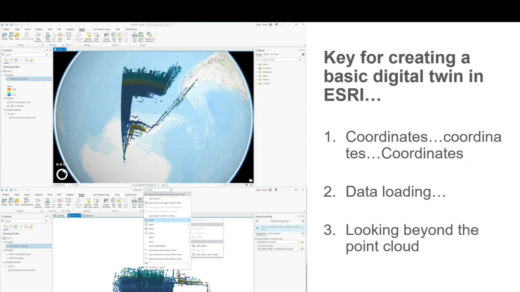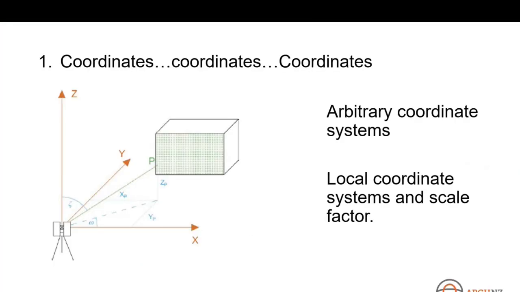So I'm just going to talk through coordinates a little bit more and how you can get around that in the Leica system. Then I'm going to talk a bit about data loading tips in Esri on the desktop, and then just go back to the point of your visualization, so looking a bit beyond the point cloud. I am focusing here on point clouds for these tips and tricks because that is where we see a lot of problems in the Esri environment.